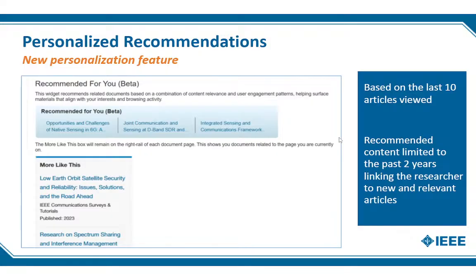When it comes to searching, when it comes to individual articles, IEEE has been providing a function called More Like This. For every article, the More Like This function will be able to provide you related publications on the same or similar research topics. And we are now moving one step further.